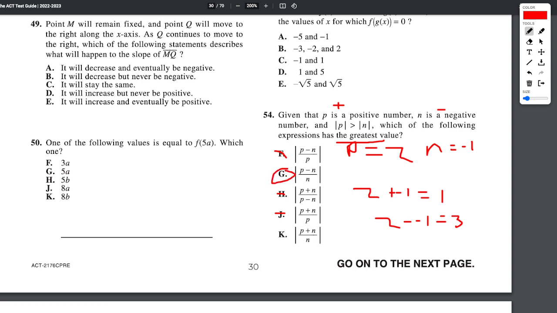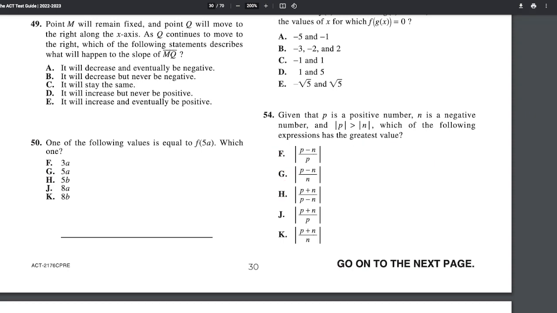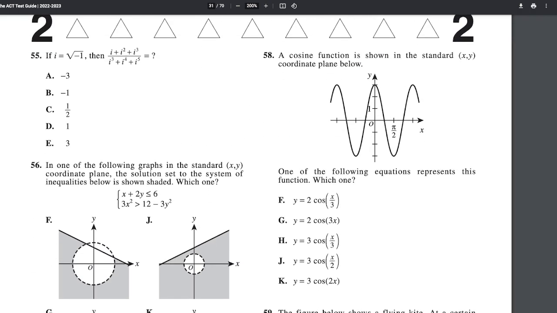Okay? So yeah, it'll be a negative number only because we know n is a negative number, but since we take the absolute value, it'll probably be something like 2 over negative 1, which will leave us 2. Okay? That works out well for us. 55. 55.